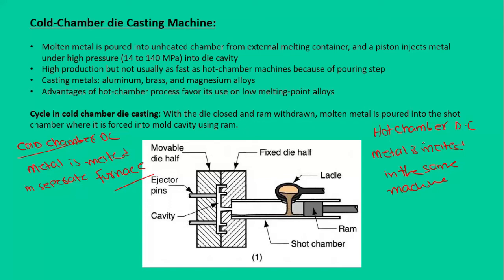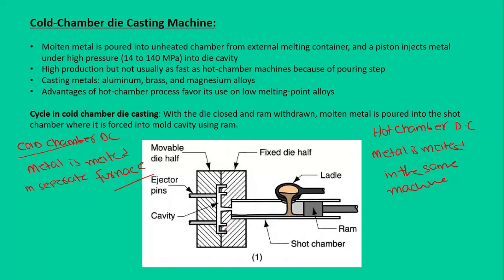So this is the main difference between the hot chamber die casting and the cold chamber die casting. The piston injects metal under high pressure, that is 14 to 140 megapascals. High production, but not usually as fast as the hot chamber, because in the hot chamber die casting the metal is melted in the same machine. So there is less time involved in each cycle, and the rate of production is higher compared to the cold chamber die casting. It consumes some time in melting the material somewhere else and pouring it using the ladle into the chamber.